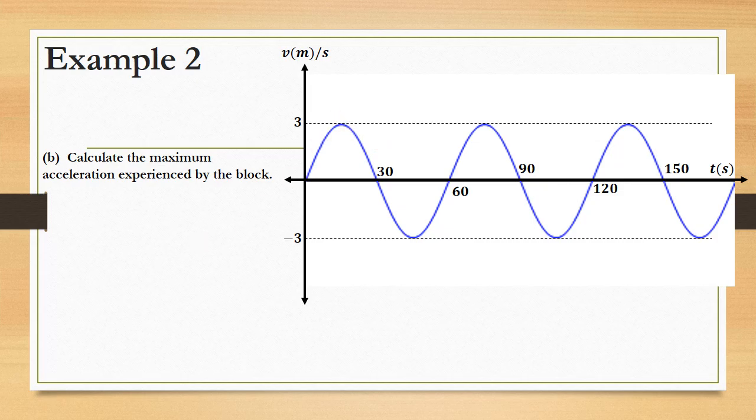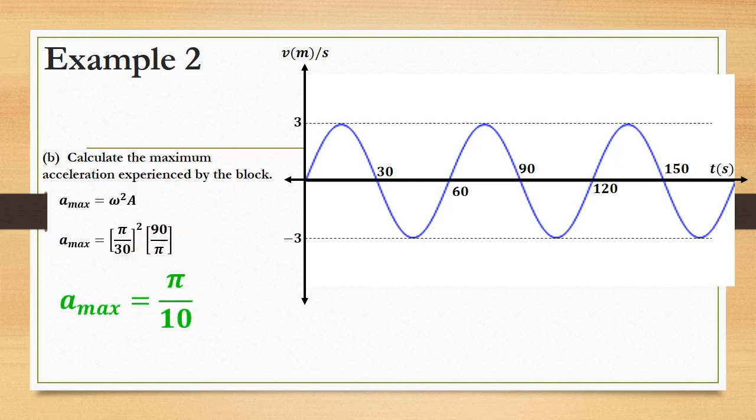Now let's try to calculate it. We have a formula for A max, which is omega squared A. We already know omega and A, so this is actually kind of easy. I'm just going to keep reminding you of common mistakes I've seen. Again, you're squaring a fraction, so you do square the numerator and the denominator. So this is pi squared over 30 squared, which becomes pi squared over 900. And then you multiply it by this other fraction, and you get pi over 10. I didn't write it, but I'll just tell you the answer in decimal form is just 0.31 meters per second squared.